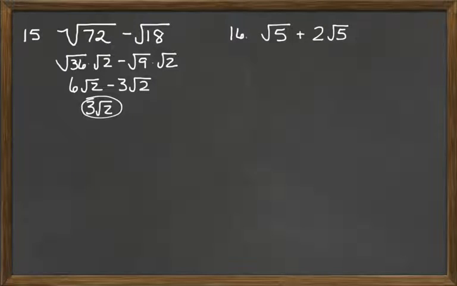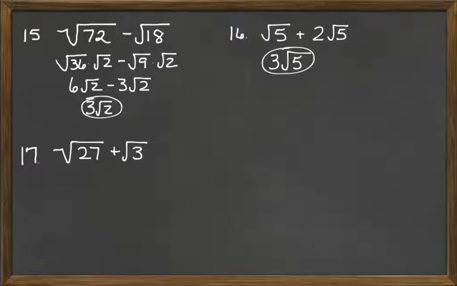Okay, number 16. Again, this probably should have been done at the very front, but again, there's something to be learned about that square root of 5. How many of them do you have? There's not a number in front of it, so there's an implication that it's the number 1. So if you have 1 square root of 5, and you add 2 more square roots of 5, then you're going to wind up with 3 square roots of 5.